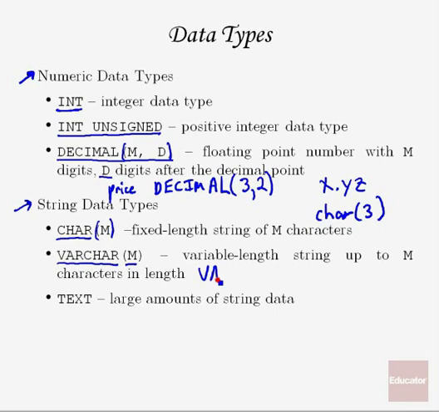So you could say varchar 10, which means that this column in this particular table that has this data type can hold a string of variable length up to 10 characters.